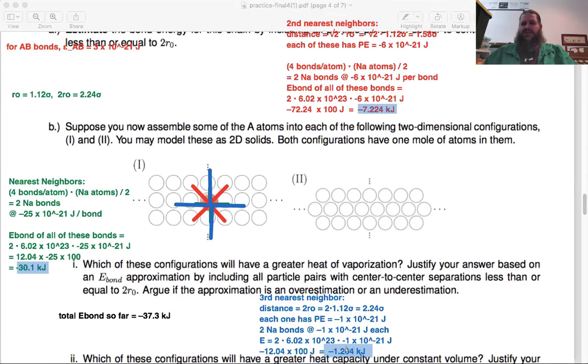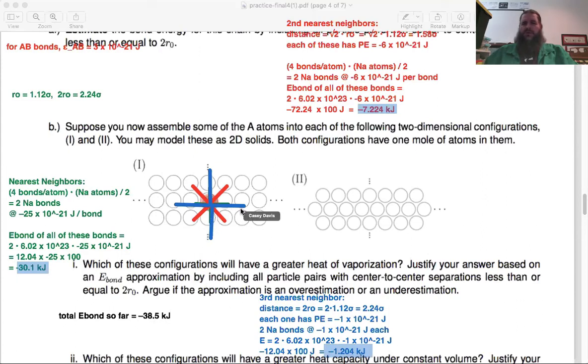And note that this is even smaller than the contribution from the second nearest neighbor bonds. So this makes the total a little more accurate. Add in the extra -1.2, we get -38.5. So we've gotten a little bit more accuracy. But note that that was kind of a lot of work for just a little tiny bit more accuracy.